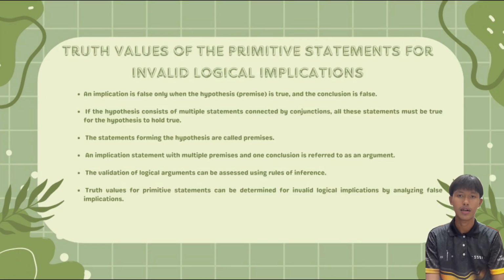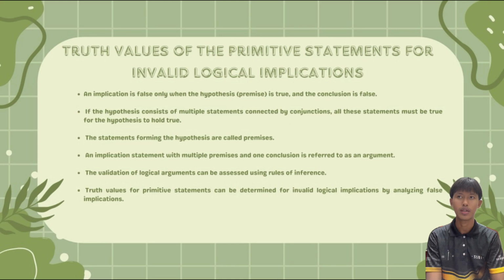Okay, next I will explain the last subtopic for our topic, which is the truth value of the primitive statements for invalid logical implication. The first point I will explain is that an implication is false only when the hypothesis, that is the premise, is true and the conclusion is false.